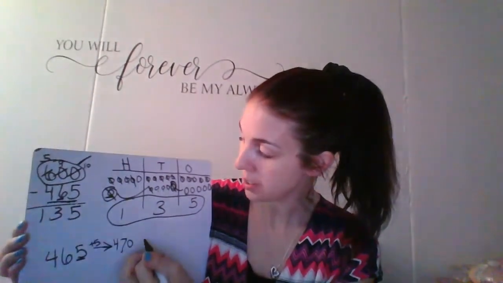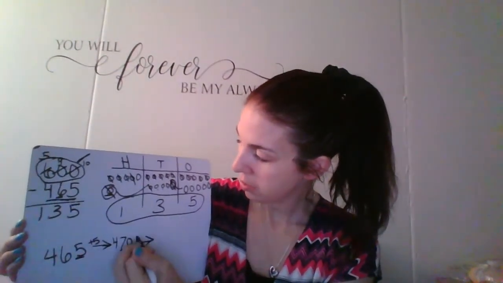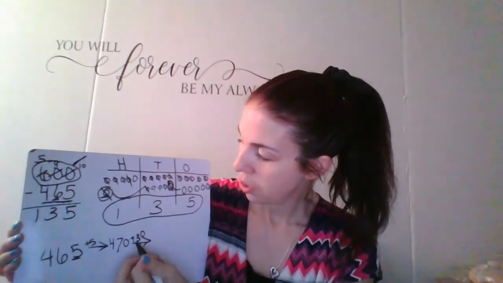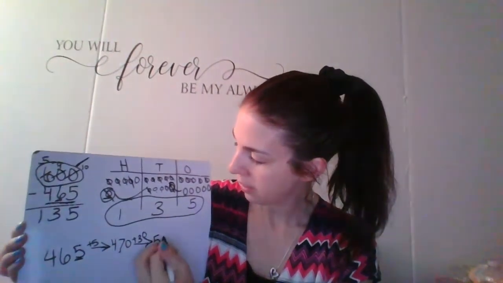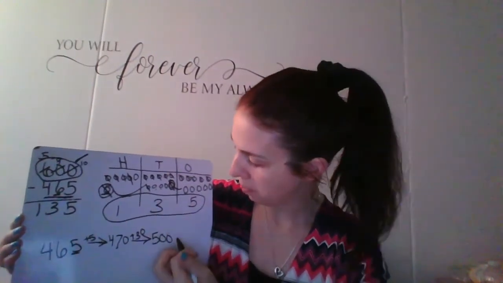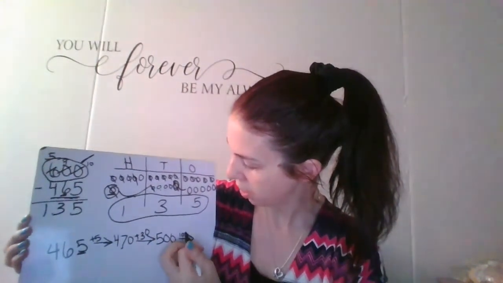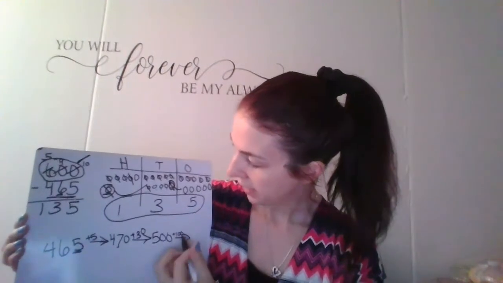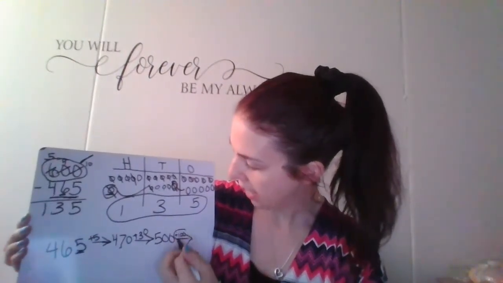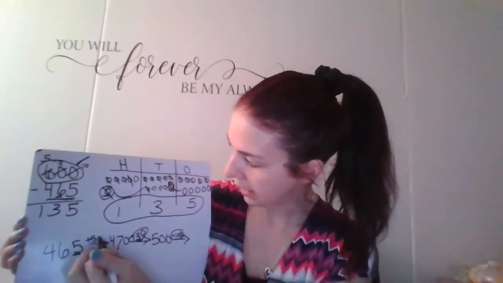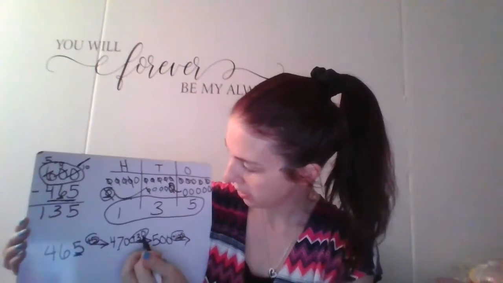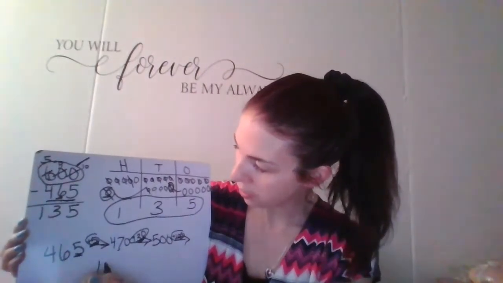7 plus 3 equals 10. So, plus 30 gives me 500. Remember, I'm counting all the way up until I get to 600. So I got to go up plus 100. Now I look at how much I added, and this is what my answer is. 135.